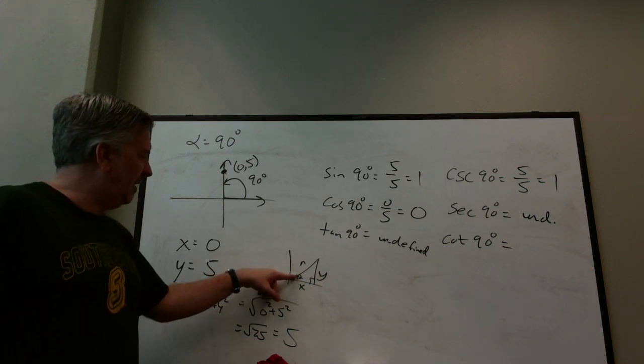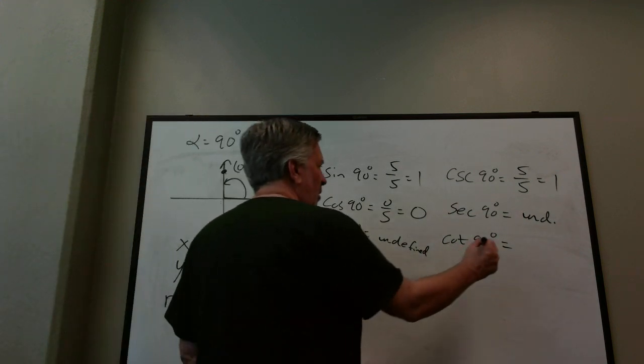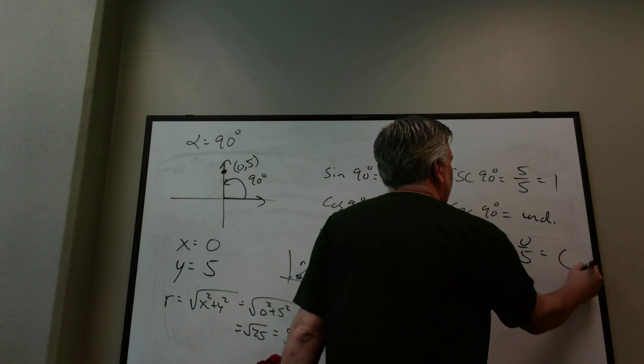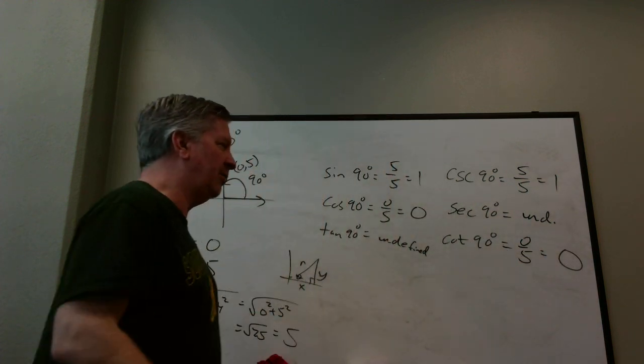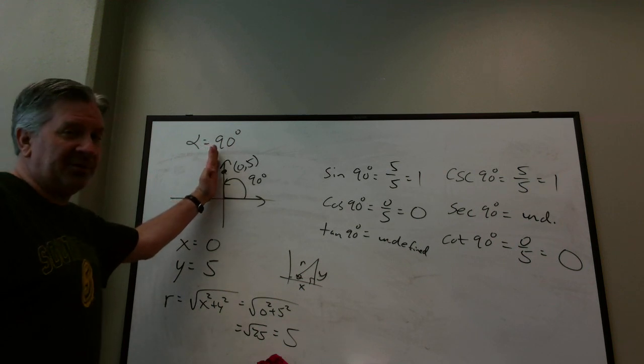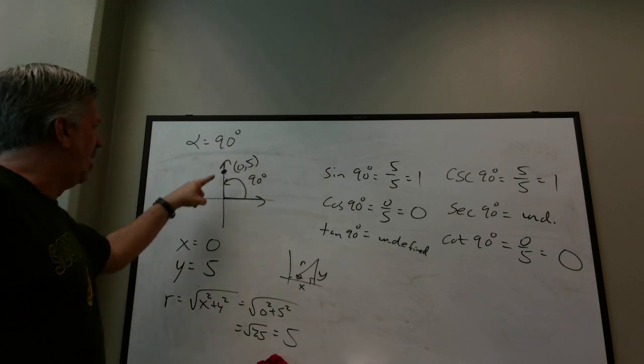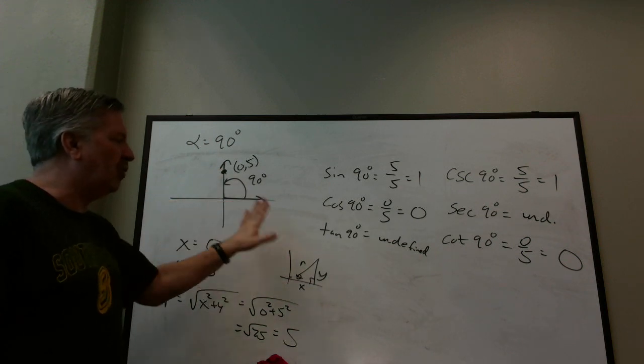Cotangent is adjacent over opposite, or x over y, and x over y is 0 over 5, which is 0. Remember, you can have 0 in the numerator, you can't have 0 in the denominator. So notice when you're doing that, this is a quadrantal angle. Remember, when the terminal side of an angle stops on an axis, it's called a quadrantal angle. When you do quadrantal angles, you don't have a triangle picture.